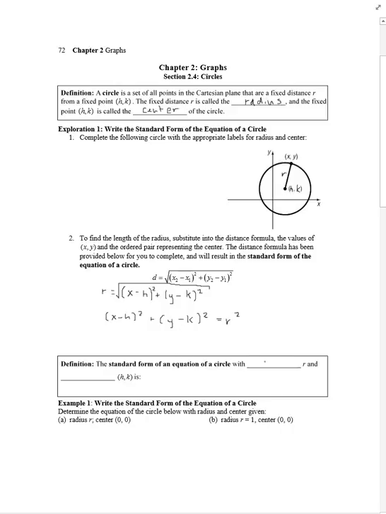So the standard form of the equation of a circle with radius r and center (h, k) is what we came up with up there. So it's (x minus h) squared plus (y minus k) squared equals the radius squared.